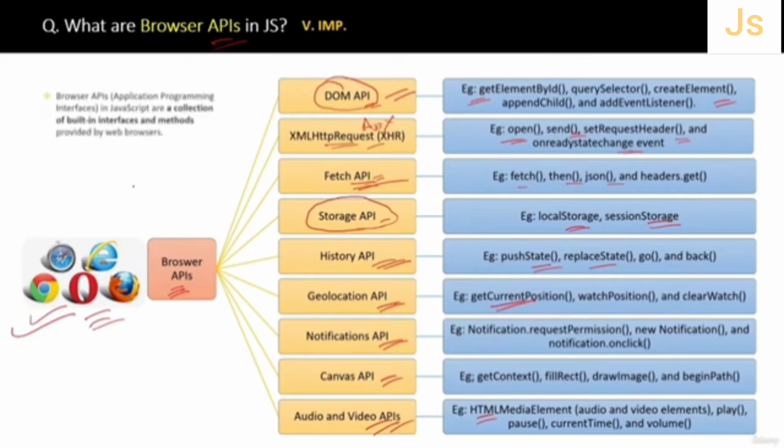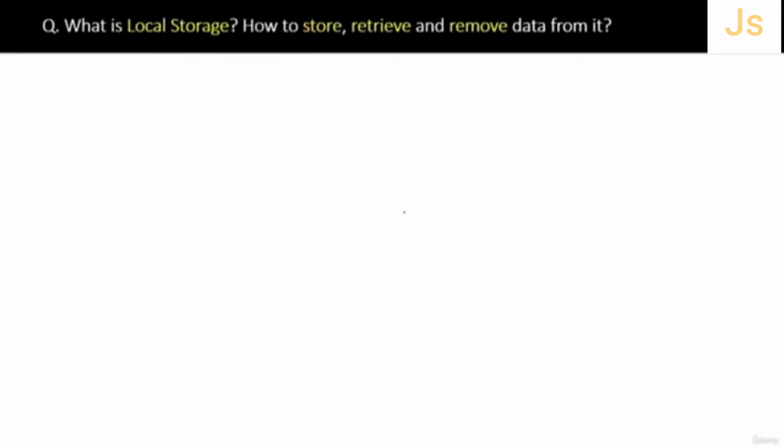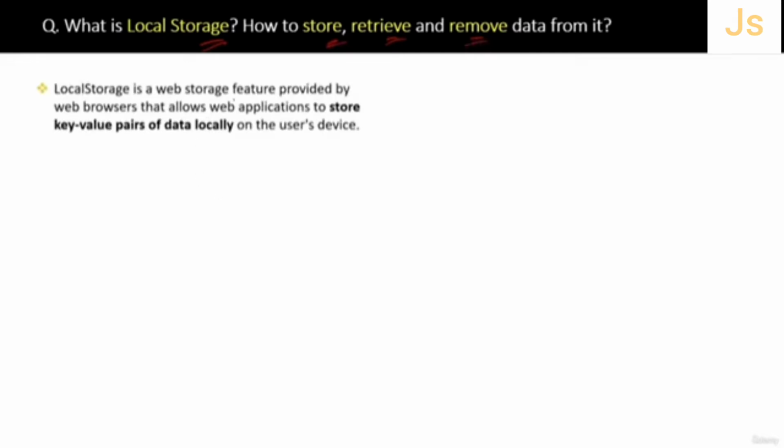Finally, the definition: browser APIs in JavaScript are a collection of built-in interfaces and methods provided by the web browsers. What is local storage? How to store, retrieve, and remove data from it? Let's see the definition first. Local storage is a web storage feature provided by the browsers that allows web applications to store key value pairs of data locally on the user's device.